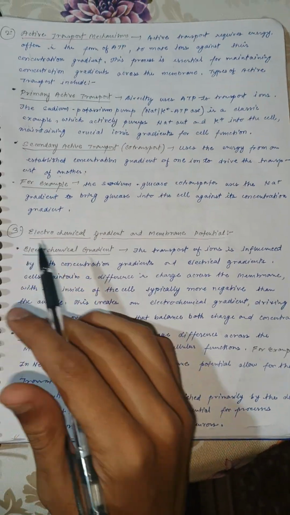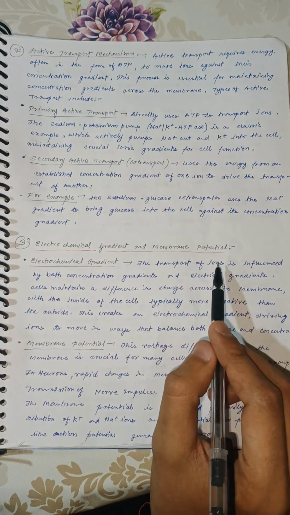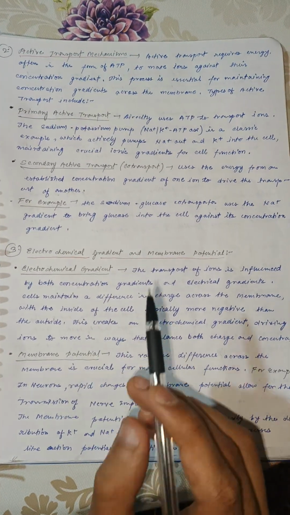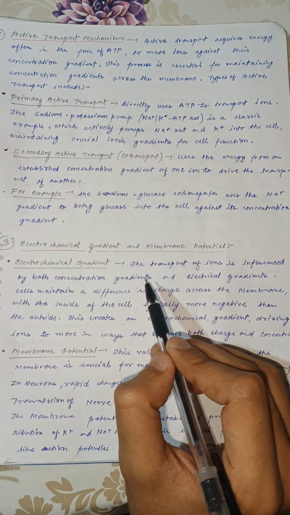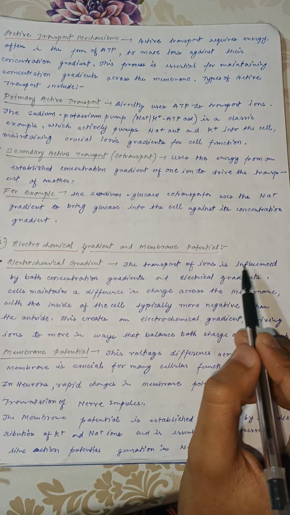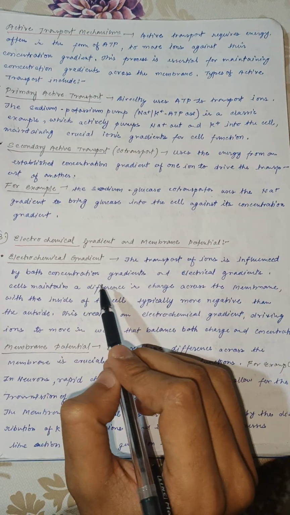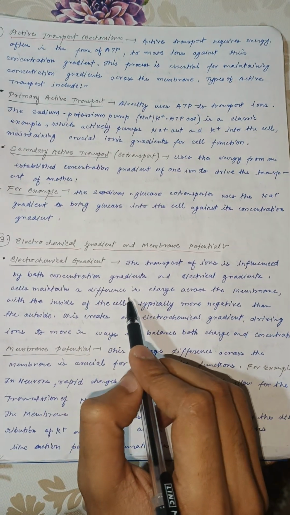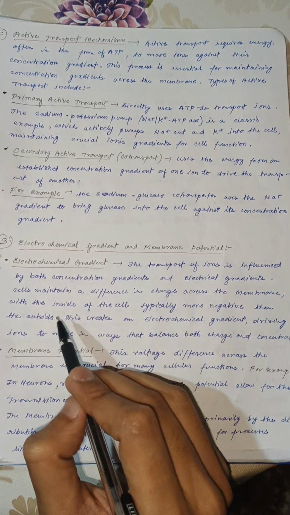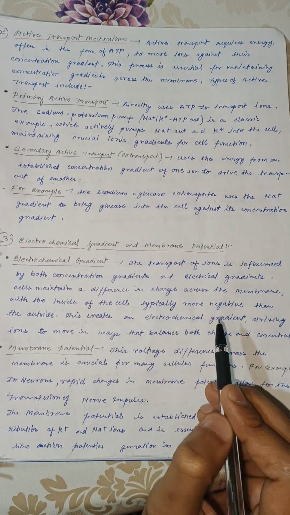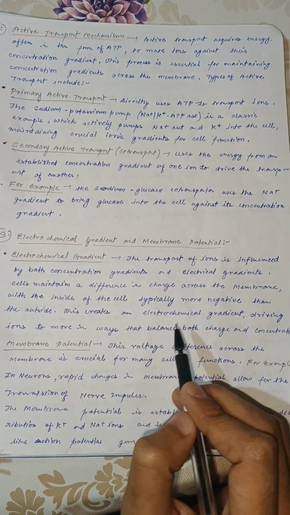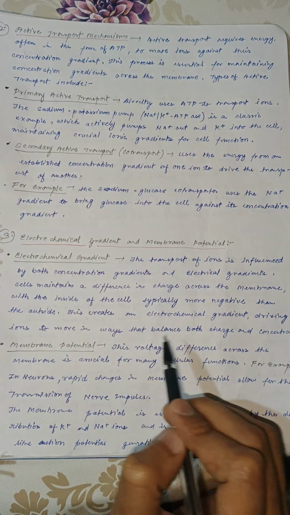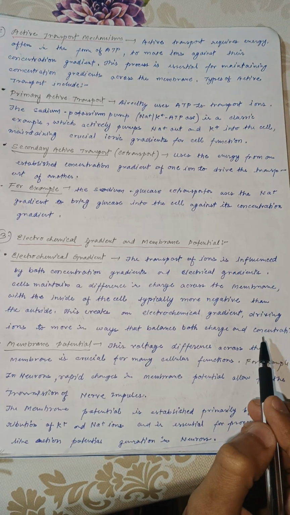Third one is electrochemical gradient and membrane potential. It's two types: electrochemical gradient and membrane potential. Electrochemical gradient: the transport of ions is influenced by both concentration gradients and electrical gradients. Cell maintains a difference in charge across the membranes, with the inside of the cell typically more negative than the outside. This creates an electrochemical gradient driving ions to move in ways that balance both charge and concentration.